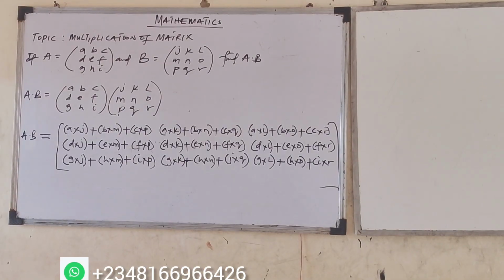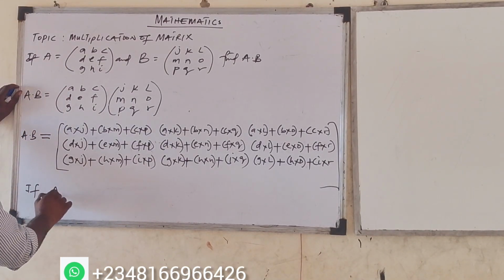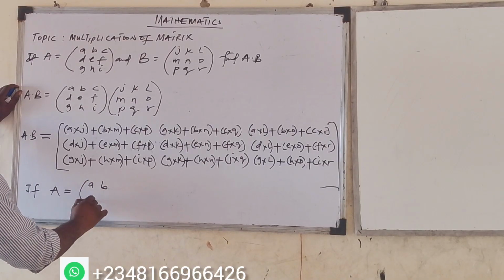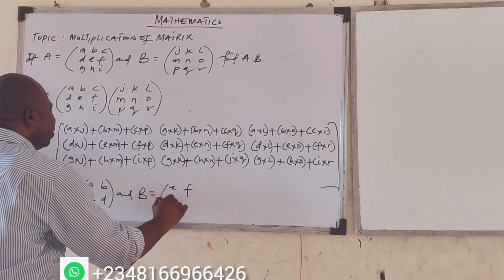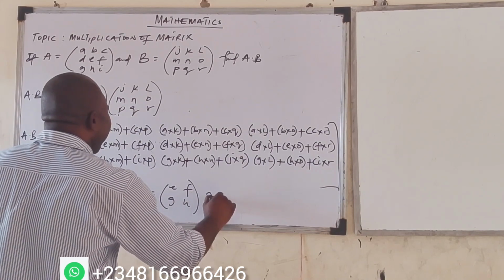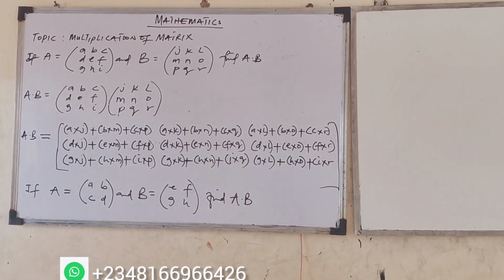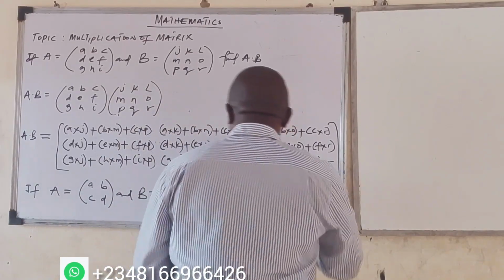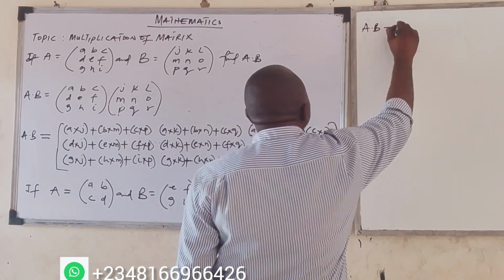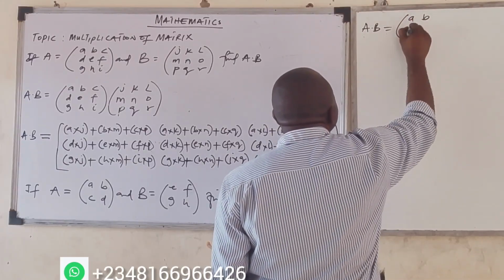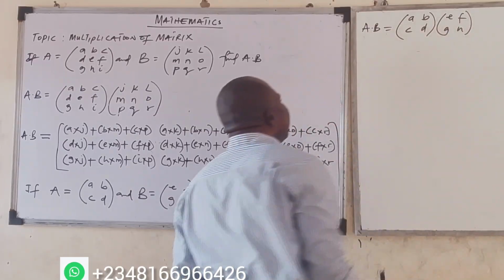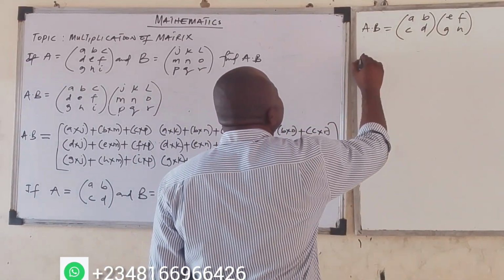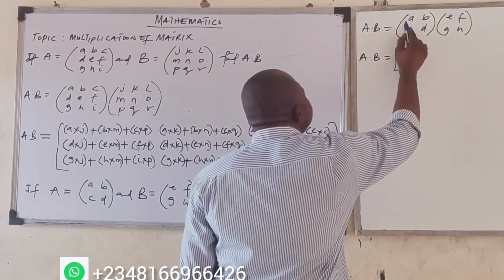Now let's look at that of 2 by 2. If matrix A is equal to A, B, C, D, and B is equal to E, F, G, and H, and we're asked to find A dot B. For 2 by 2, A dot B will be equal to A, B, C, D times E, F, G, H, and it is row by column.